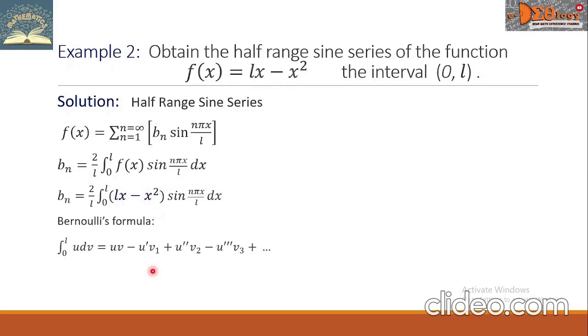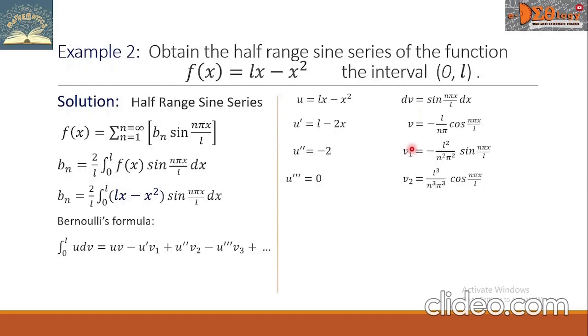Then using the Bernoulli's formula, we will now identify the u and the dv. U is equal to Lx minus x squared, and the dv equals sine n pi x over L, then dx. For the function u, we differentiate till it reaches 0. So we have u prime equals L minus 2x. U double prime equals negative 2. U triple prime equals 0. Then we stop.